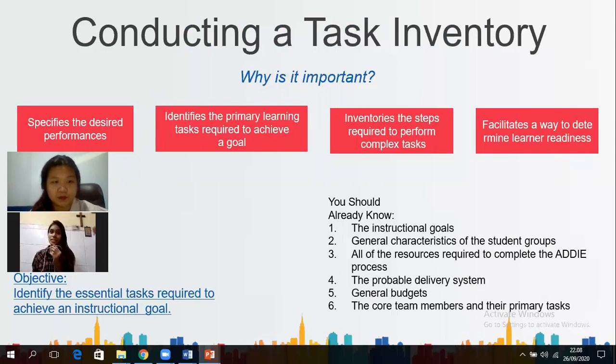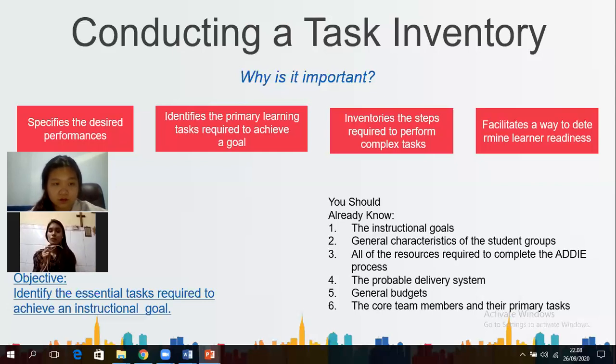The first procedure is conducting a task inventory. So why is it important? It is important because it specifies the desired performances that the teachers need to see from the students, the students' performance, and whether it meets what the teachers expected. So it's to specify the desired performances of the students.